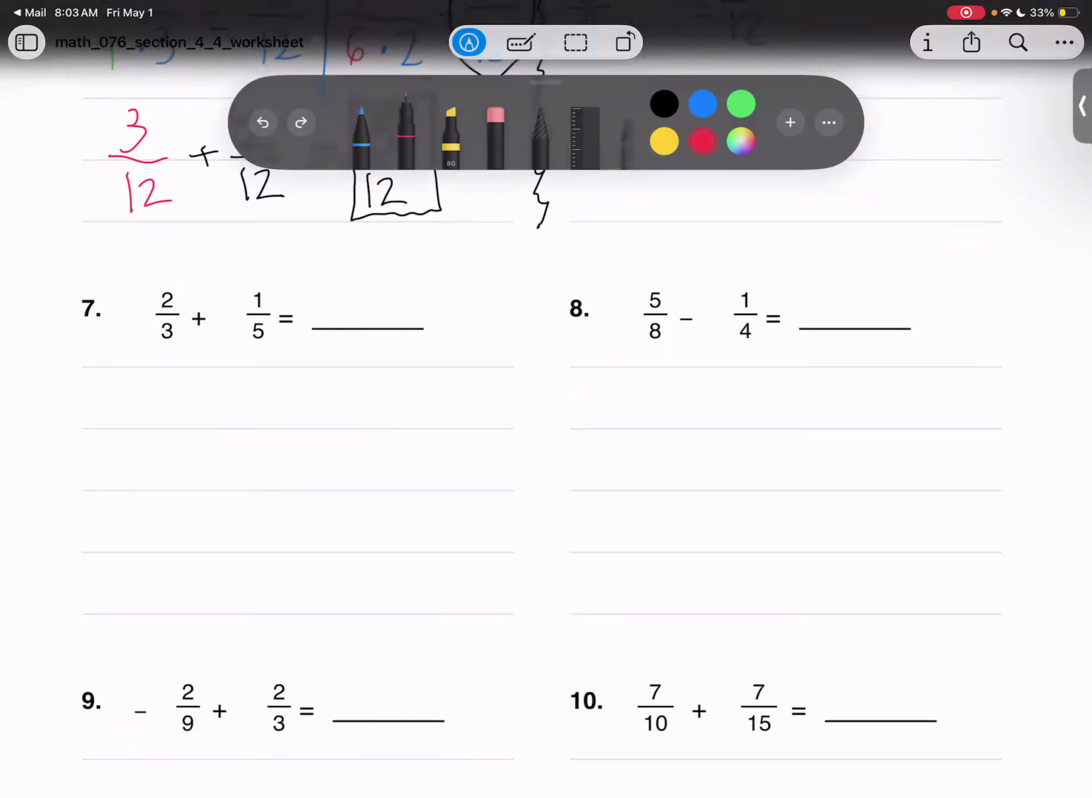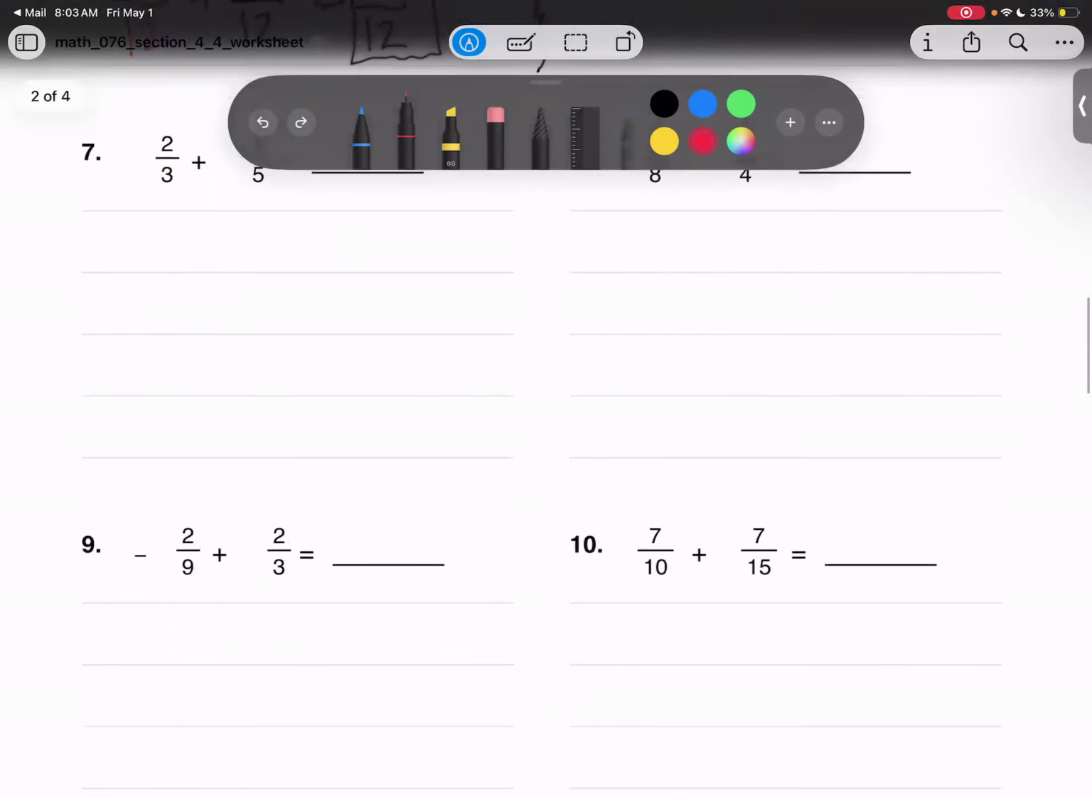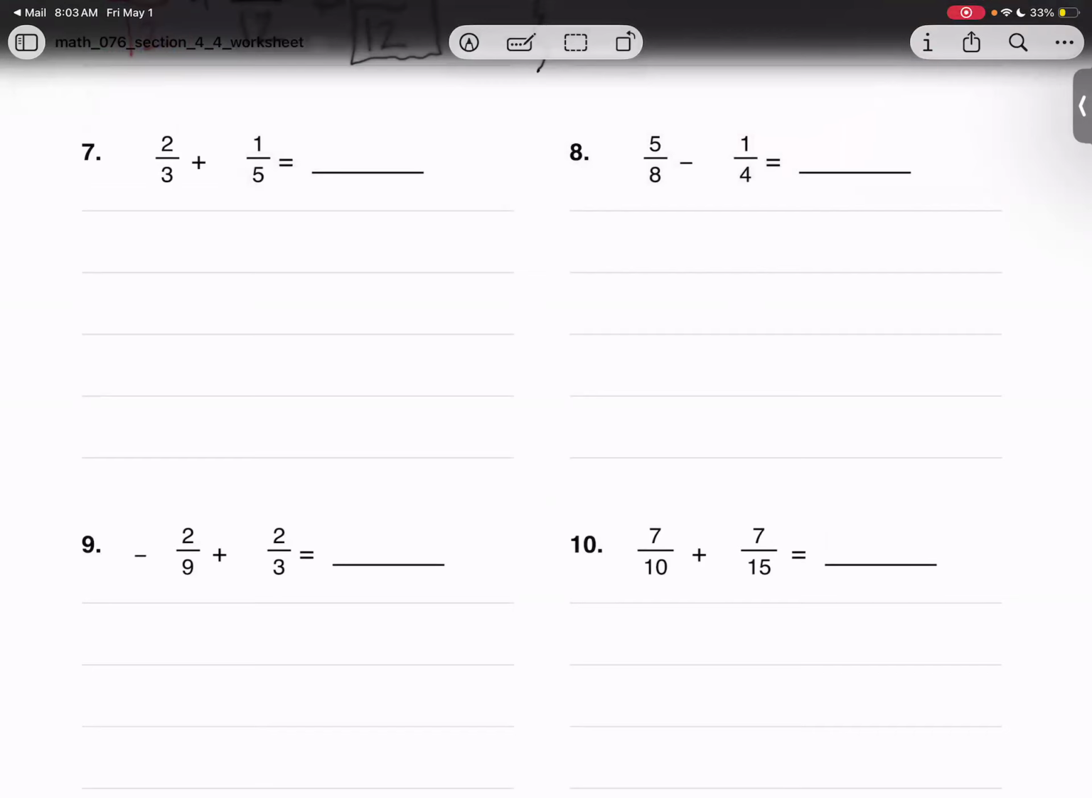Okay, so I've got thirds and fifths. So first I need to come up with a common denominator, okay? So my multiples of 3 are 3, 6, 9, 12, 15, 18, 21, 24. Okay, that's a lot. I'm going to stop there.